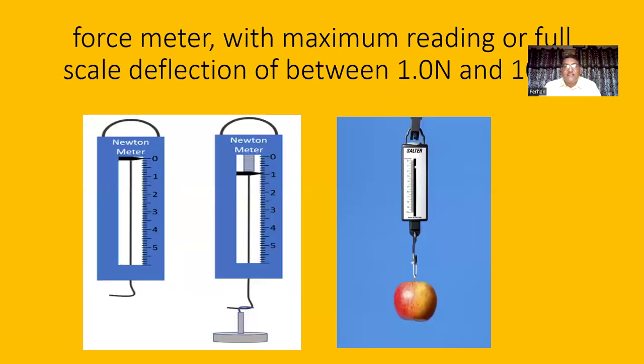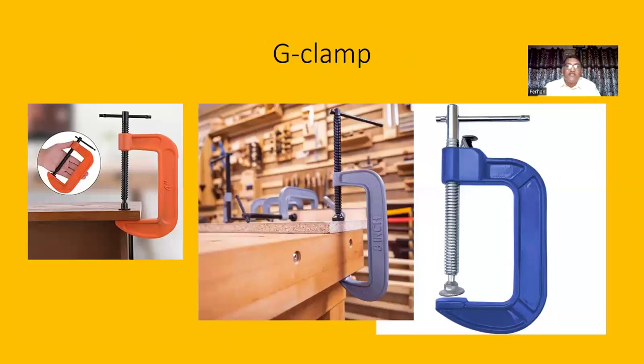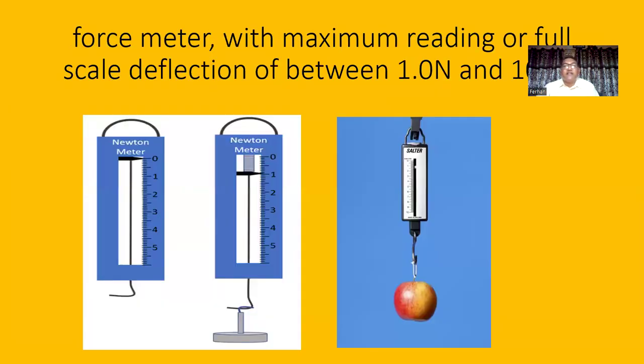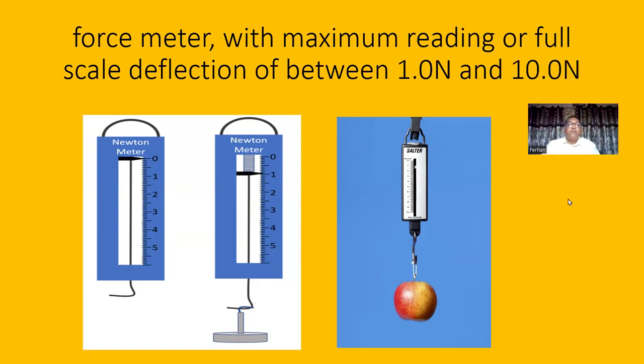We can see that. And here we have the force meter. The force meter is a Newton meter that is used to find out the weight. It can also be calibrated to measure the mass, but directly it measures the weight of an object, and it also measures how much force is being applied.